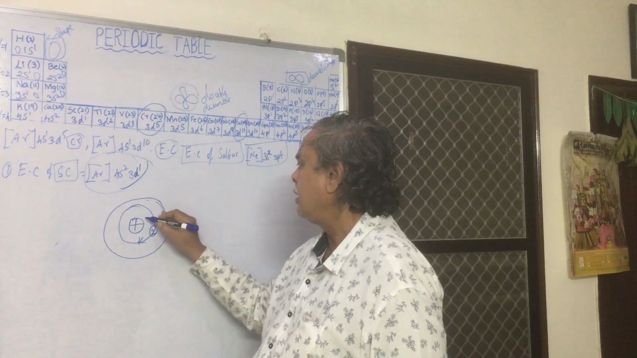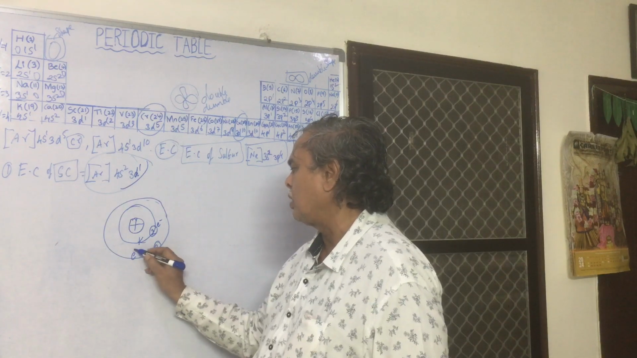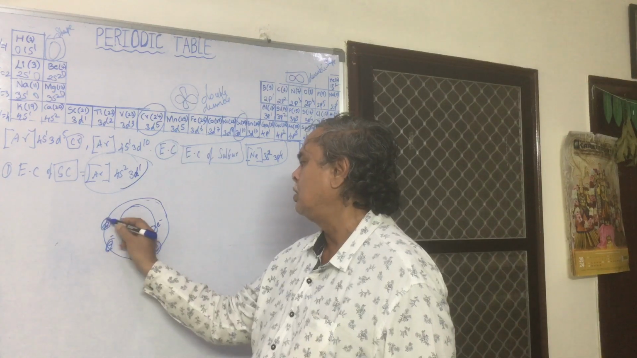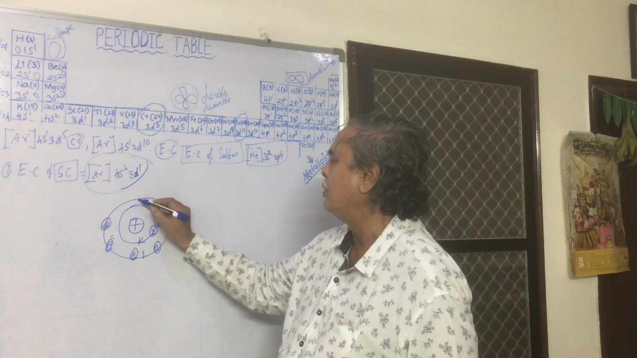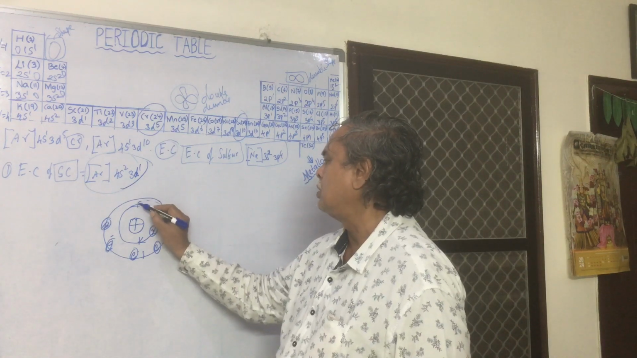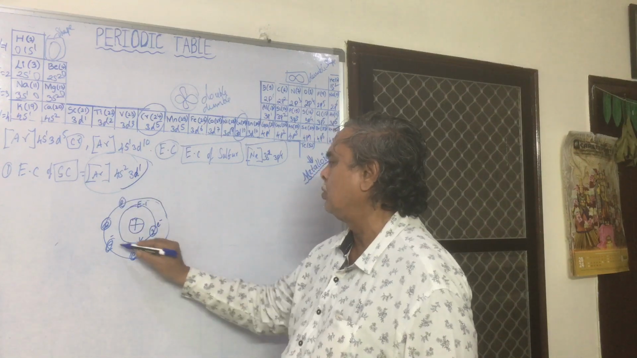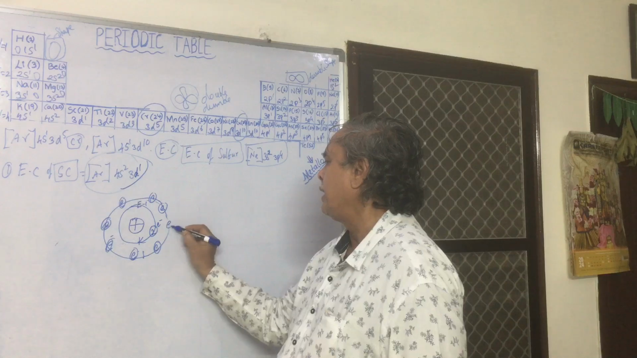8 electrons. Write down 8 electrons. This shell is called L, the L shell or E2. This is E1, this is E2. Electrons 1, 2, 3, 4, 5, 6, 7, 8.